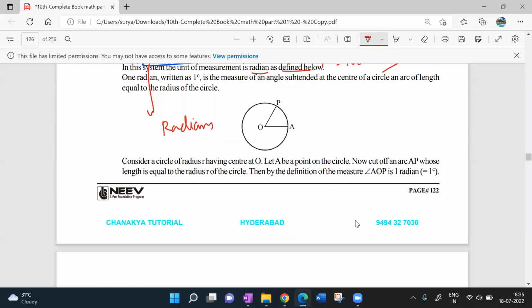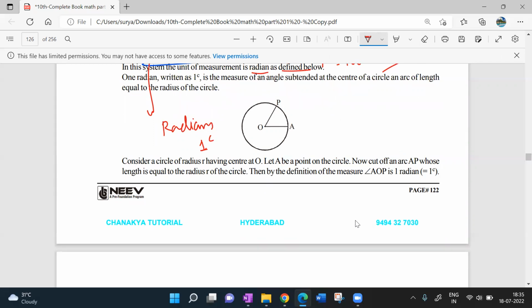So radian can be denoted simply like this. If I talk about 1 radian, I would say 1 to the power of c. Very simple. You understand my point?